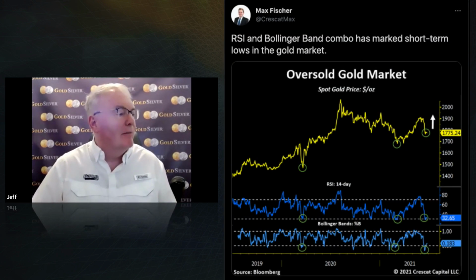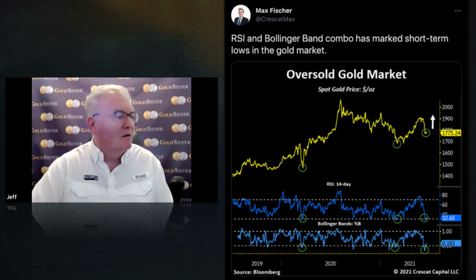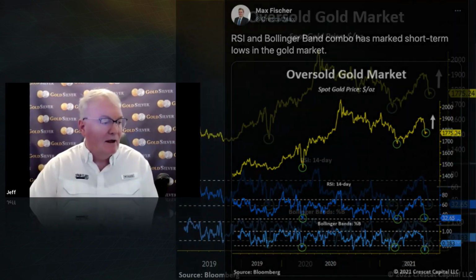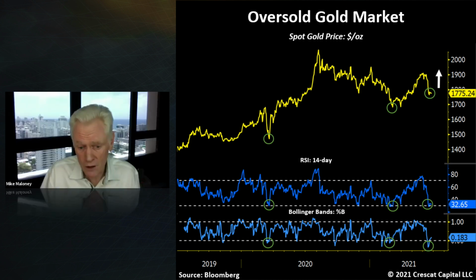So on to our chart of the day, Mike, and this is from Max Fisher. The RSI and Bollinger Band combo, these are technical indicators of the gold price he's talking about, the relative strength index and the Bollinger Bands, has marked short-term lows in the gold market. You can see he's circled there in green down below the RSI and the Bollinger Bands, and they tend to correspond with lows in the gold price. This chart from just the other day is marking a potential low in gold now. And the Bollinger Band one is even like a record low in this chart.